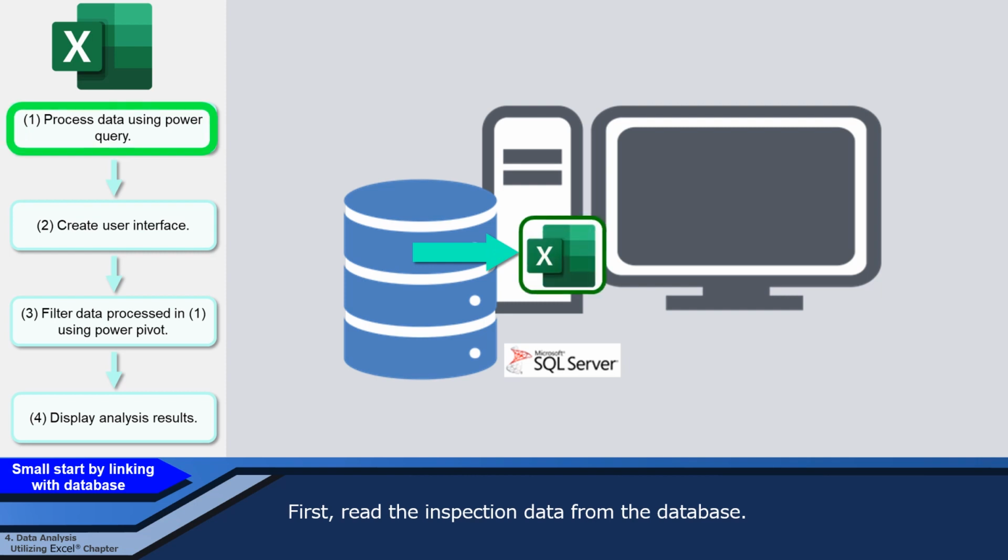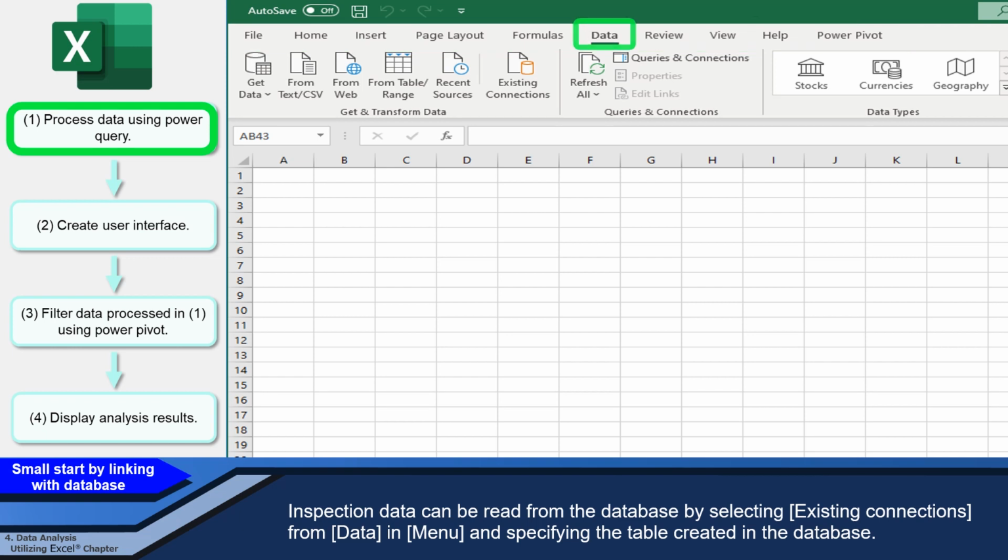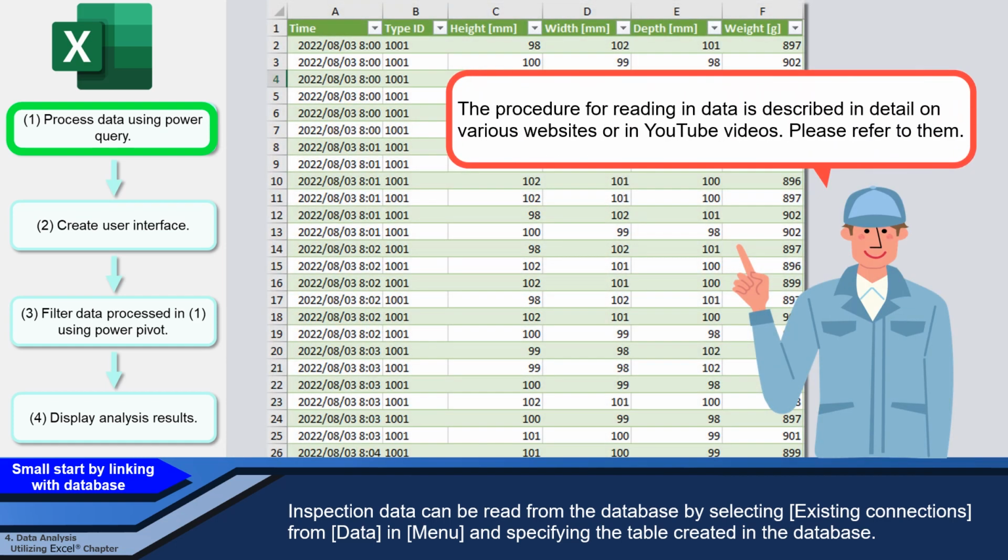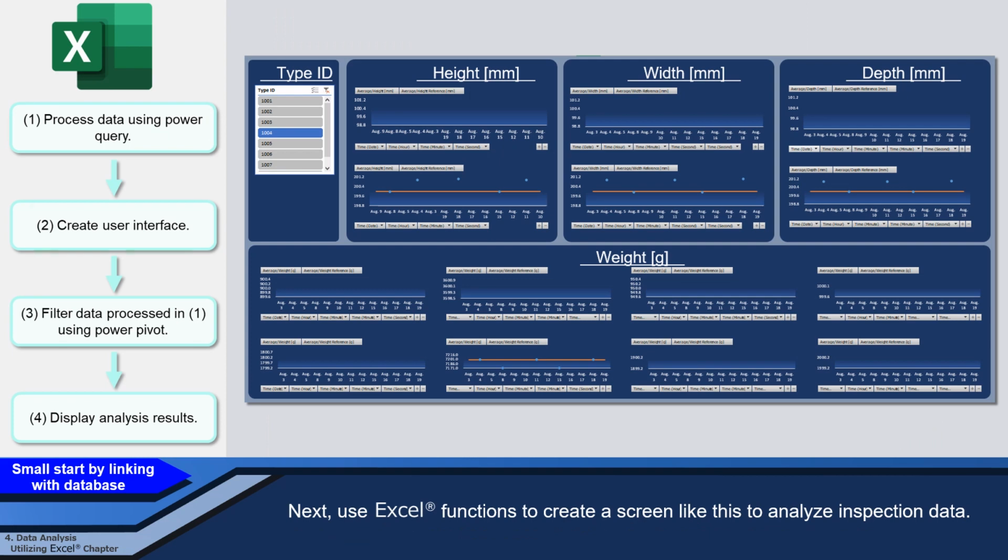First, read the inspection data from the database. Inspection data can be read from the database by selecting existing connections from Data in the menu and specifying the table created in the database. Next, use Excel functions to create a screen like this to analyze inspection data.